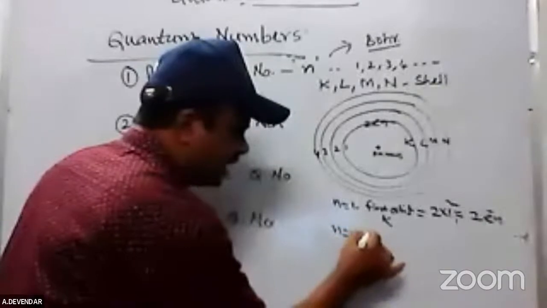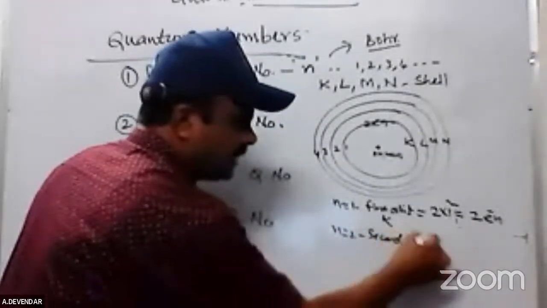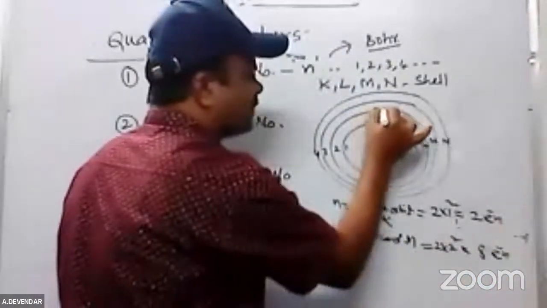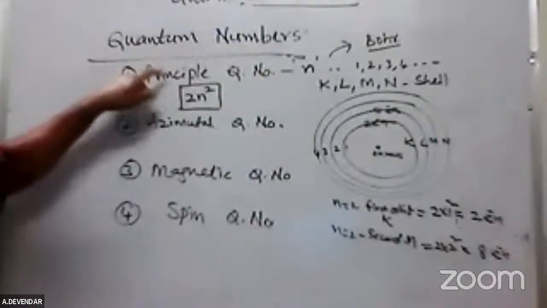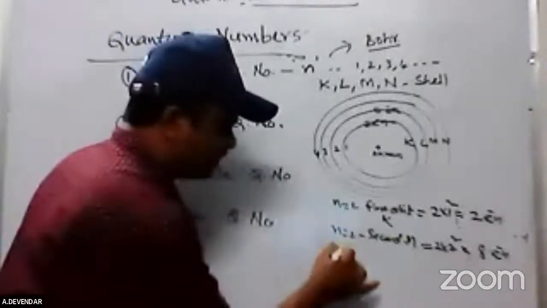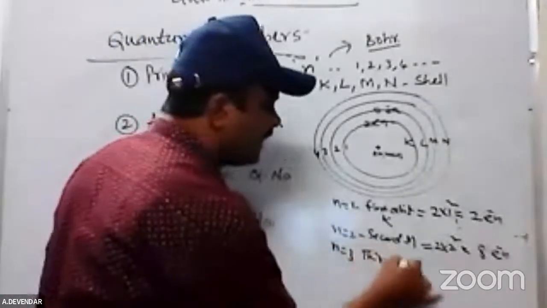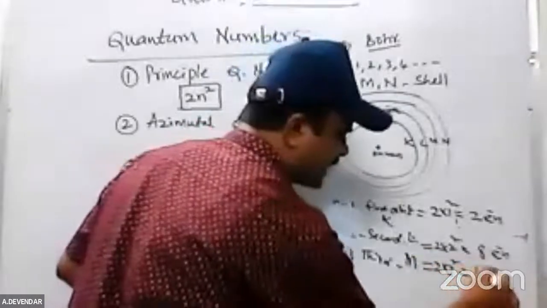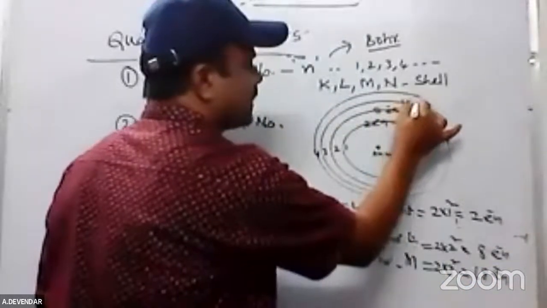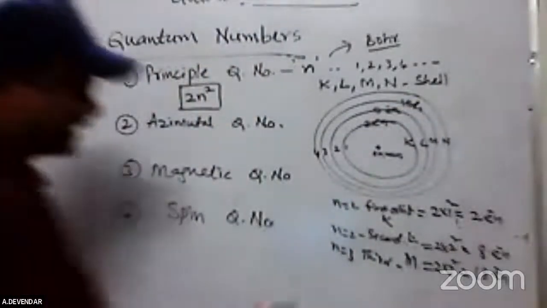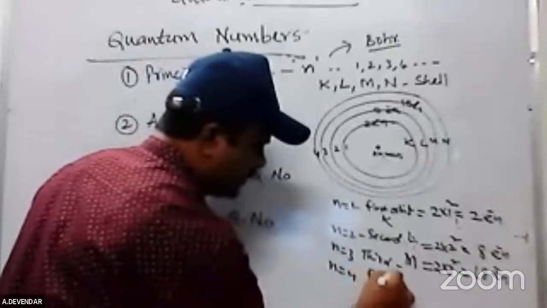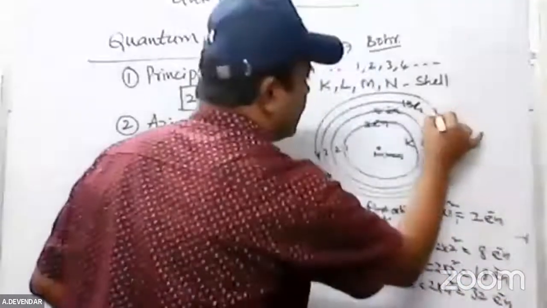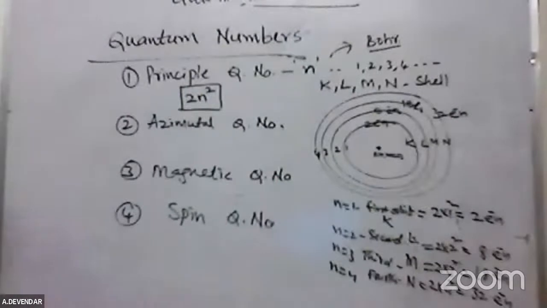Coming to n equal to 2, it is the second orbit, nothing but the L shell. So 2 into 2 square means 2 into 4, 8 electrons. The second orbit can accommodate a maximum of 8 electrons. Now the third orbit, n equal to 3, is the M shell. So 2 into 3 square means 18 electrons can be accommodated by the third orbit. Like that, n equal to 4 is the fourth orbit, the N shell. 2 into 4 square means 32 electrons can be accommodated by the fourth orbit. This is explained by the principal quantum number.